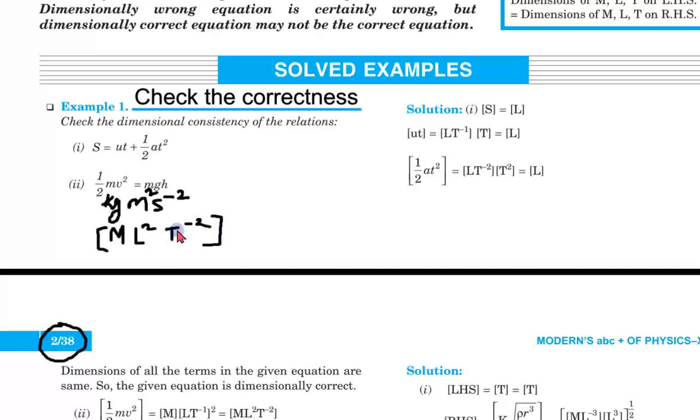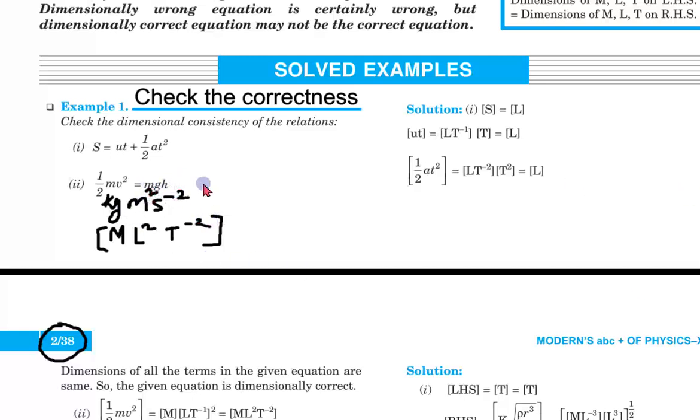Similarly, I proceed to right hand side. If the dimension of this is equal to this, that means this formula will be dimensionally correct. But if the left hand side and right hand side dimensions are not equal, this formula can never be a correct formula. So I will have to add some terms. So let me proceed with right hand side.